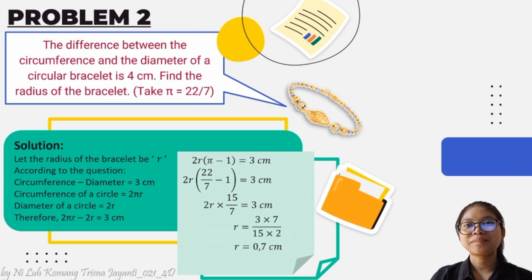2r times 15/7 equals 3 cm. r equals 3 times 7/15 times 1/2, so r equals 0.7 cm. So we get the radius of the bracelet is 0.7 cm.